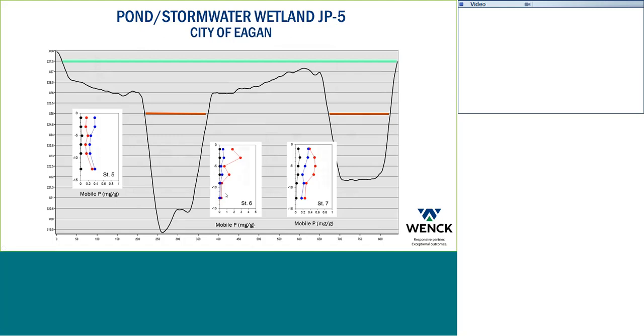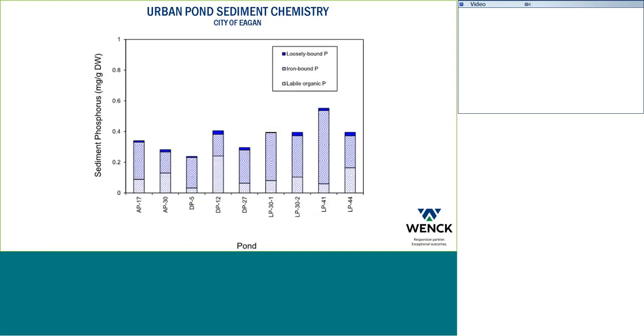So this is not unique to this pond. We went out and we measured 11 ponds throughout the city of Egan to try to ask the question, is this a problem in all our ponds, or is this just unique to 1 or 2 ponds? So these are the phosphorus fractions. The loosely bound is your dark blue. The second part of the bar here is your iron-bound, releasable under anoxic conditions, and then the bottom is your labile, which will release under slower conditions.